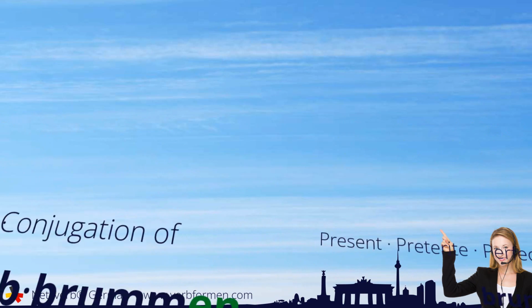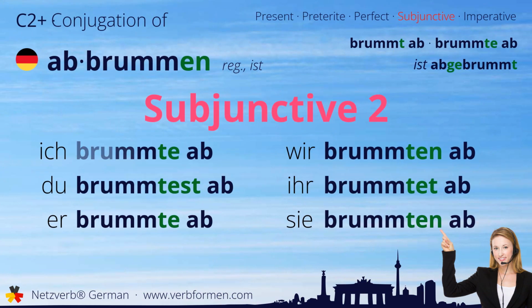Now we move on to the subjunctive two. Ich brummte ab. Du brummtest ab. Er brummte ab. Wir brummten ab. Ihr brummtet ab. Sie brummten ab.